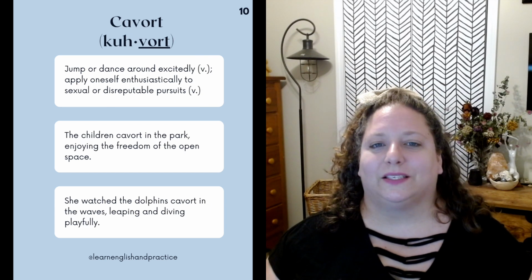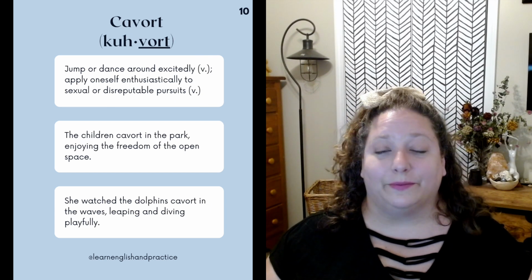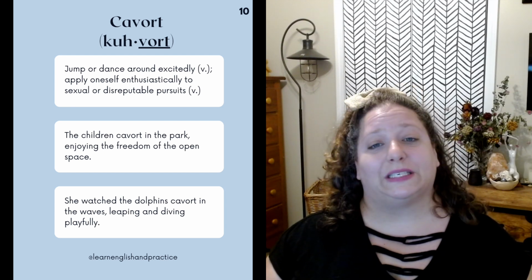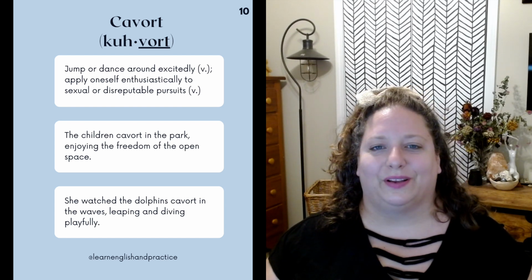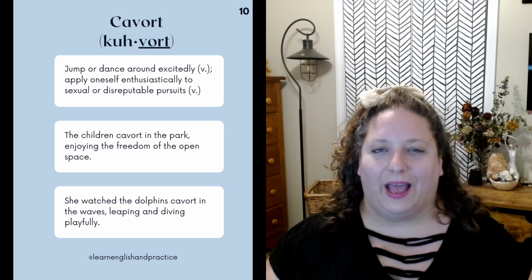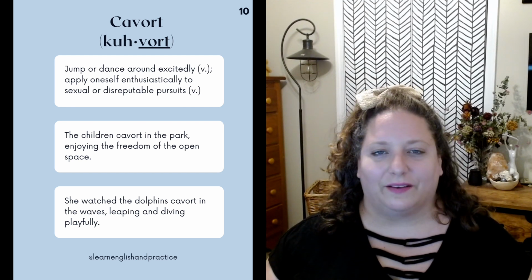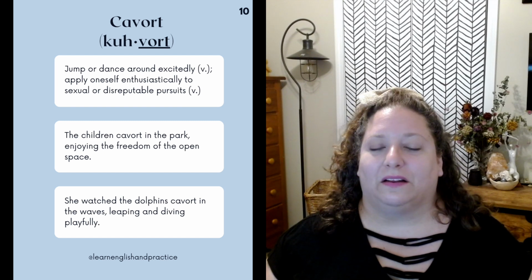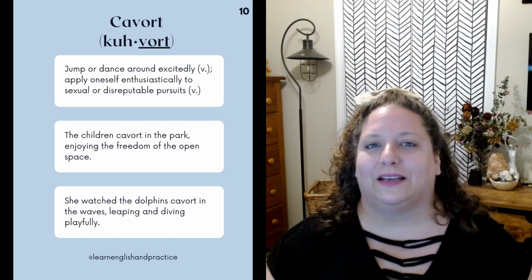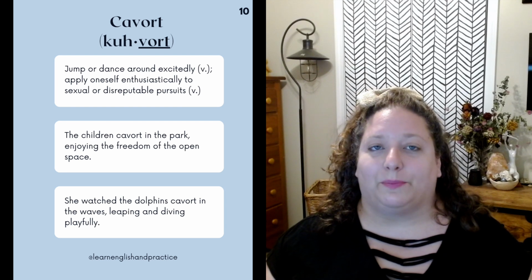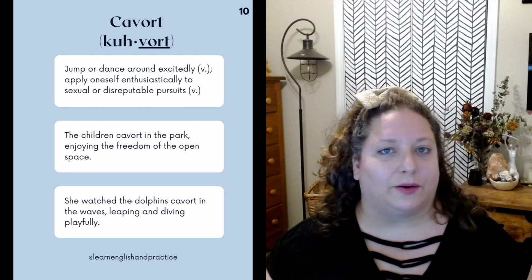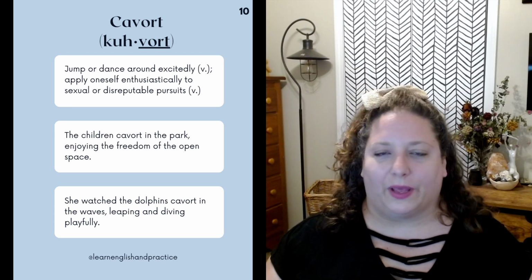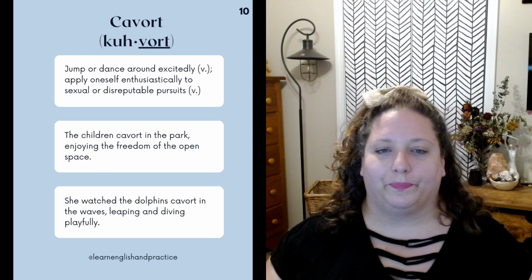Cavort. This means jump or dance around excitedly, as a verb. Apply oneself enthusiastically to sexual or disreputable pursuits, as a verb. So cavort could have a very innocent meaning in a lot of contexts where it just means happily jumping around, but in a lot of other contexts, it takes on a more sinister meaning. For example, if someone's cheating on someone else in a romantic relationship, you might say, oh, they're out cavorting with that other man or that other woman.